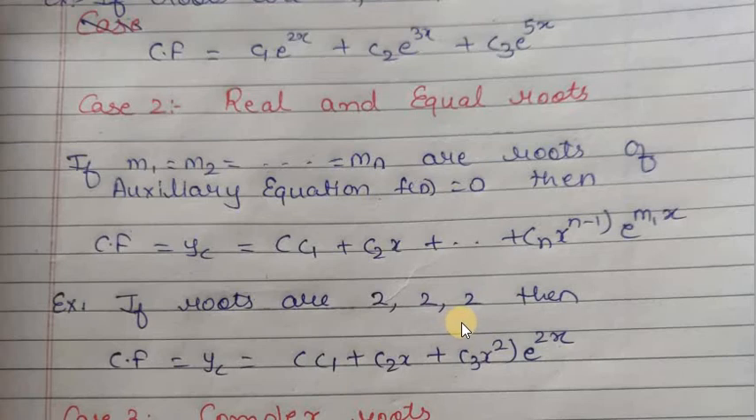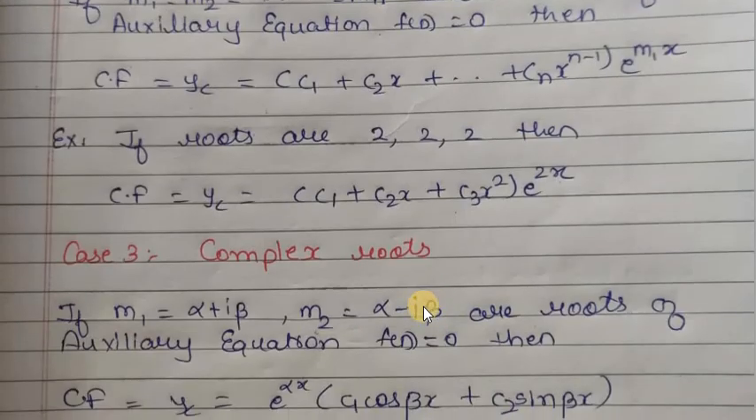So we have D minus 1 equals to 0, D minus 1 equals to 0. So the value of D is 1, and the value of D again is 1. So 1 is repeated 2 times. So its CF will be c1 e raised to 1x and c2 e raised to 1x into x. Then after its linear combination, CF is c1 e raised to 1x plus c2 into x into e raised to 1x.